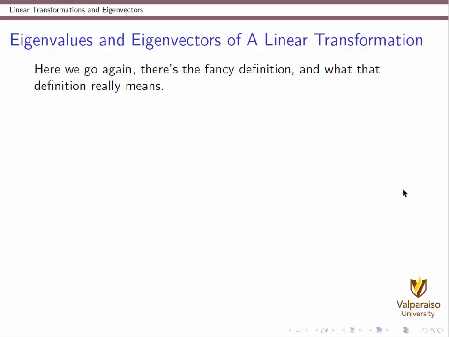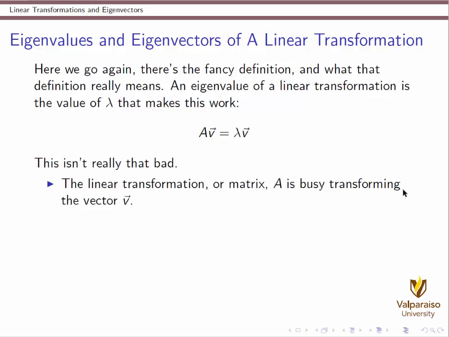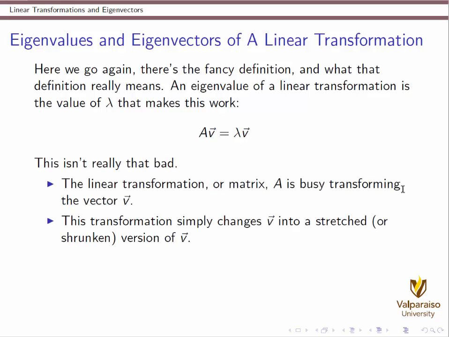Now, what are these eigenvalues and eigenvectors? Well, eigen is German for distinctive, and so we're looking for distinctive values and distinctive vectors. So vectors and values that are special in some particular sense, and here's what we're looking for. We are going to look for scalar values of lambda and vectors v that, when coupled with a square matrix A, make this happen. In other words, A is trying to transform the vector v. Well, what happens to v? All it does is it changes v into a stretched, shrunken, reversed version of itself.